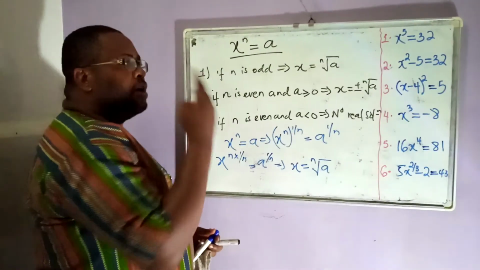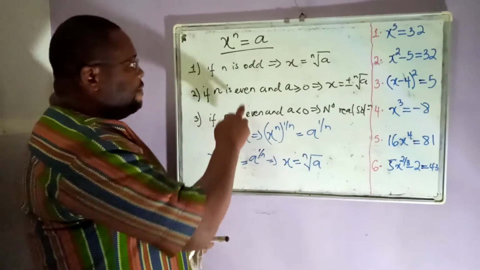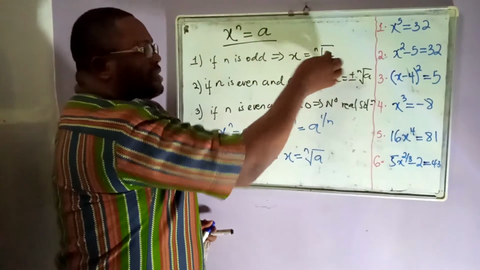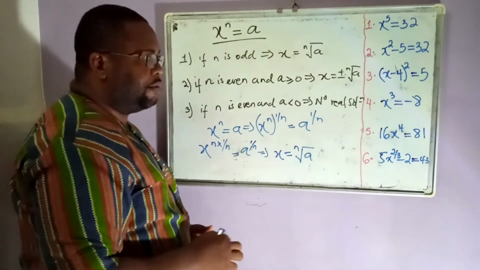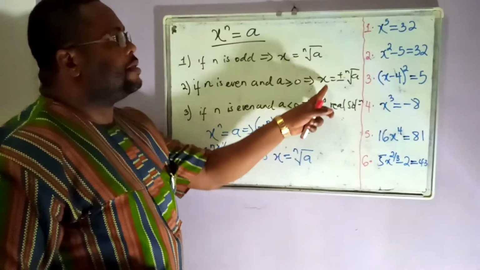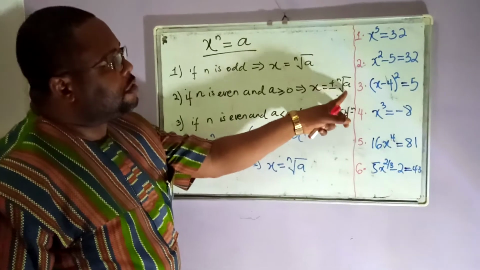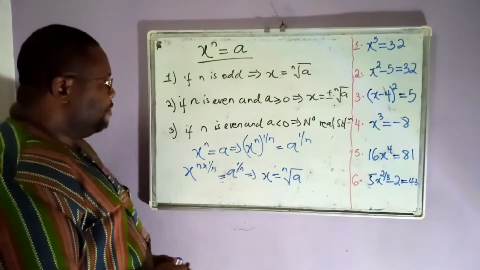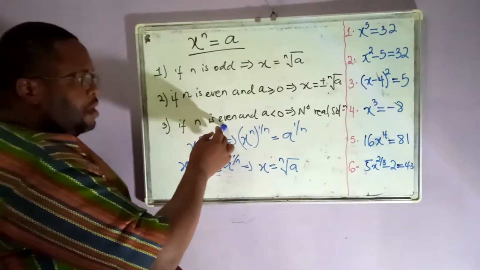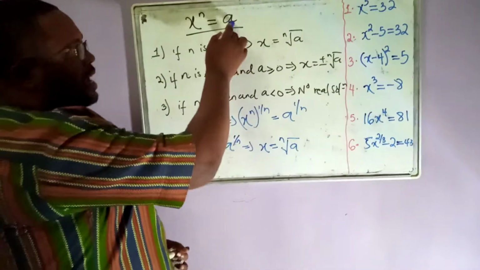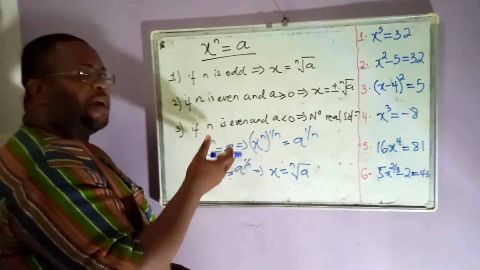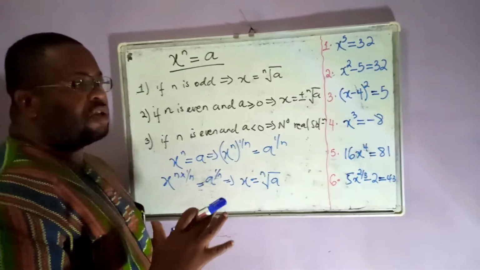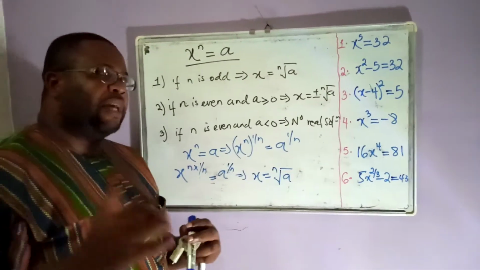But if n is even, numbers 2, 4, 6, 8, and a is greater than or equal to 0, then our solution simply becomes that x is equal to positive or negative the nth root of a. Then if n is even and a is less than 0, a negative number like minus 1, minus 2, minus 3, there will be no real solution, because this leads us to the field of what we call complex numbers.